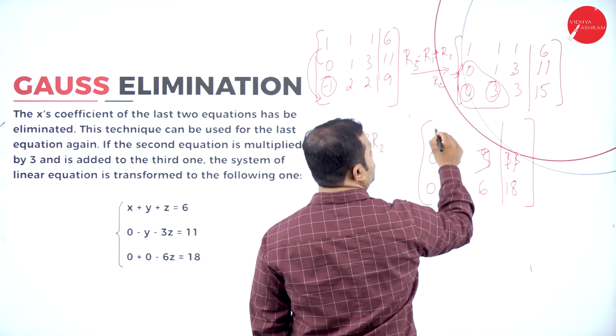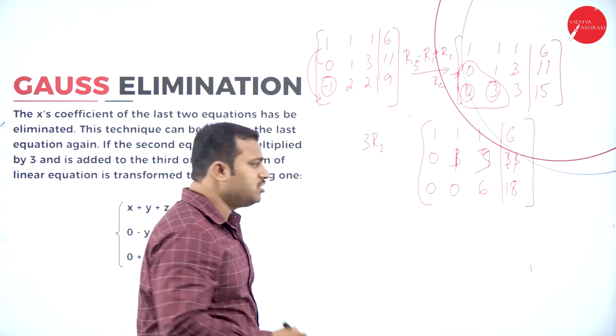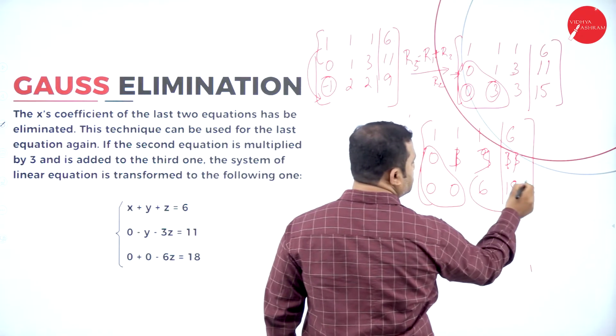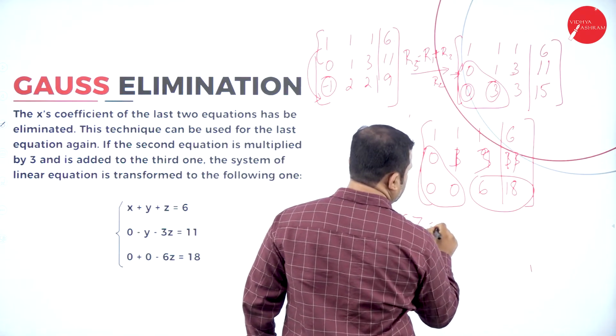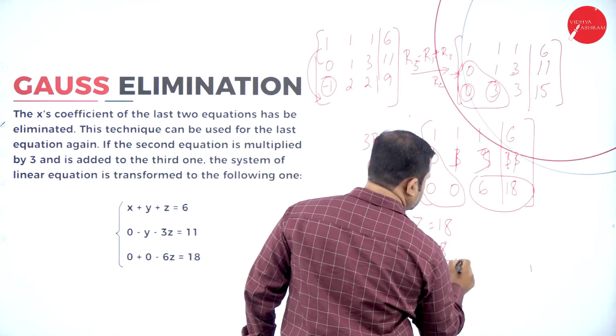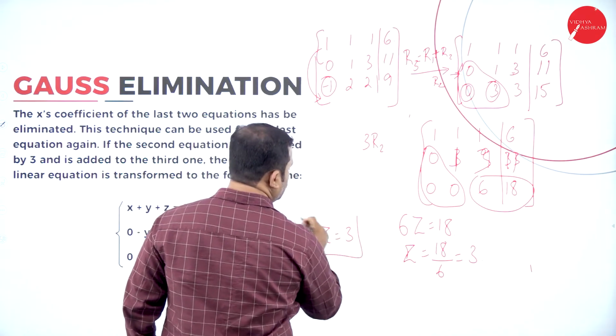Let me keep the first row as it is, 1, 1, 1, 6. I have got the lower triangular matrix as 0. If that is the case, what does this term indicate? 6z is equal to 18. z is equal to 18 by 6, which is equal to 3. So we have the value z is equal to 3 now.